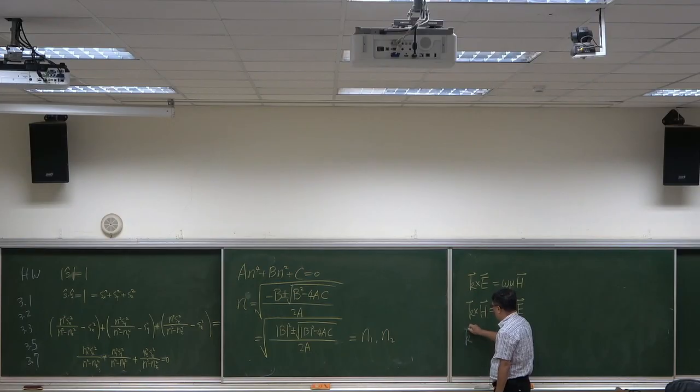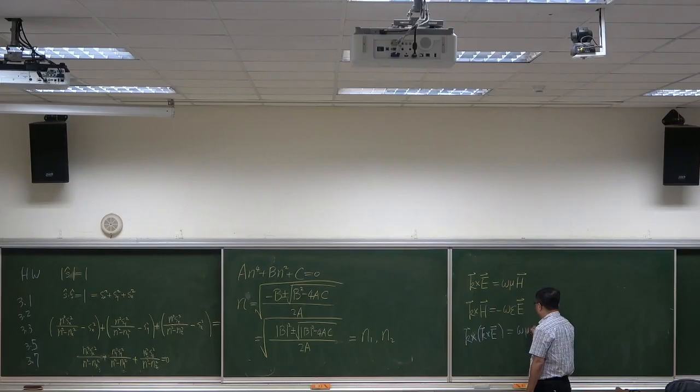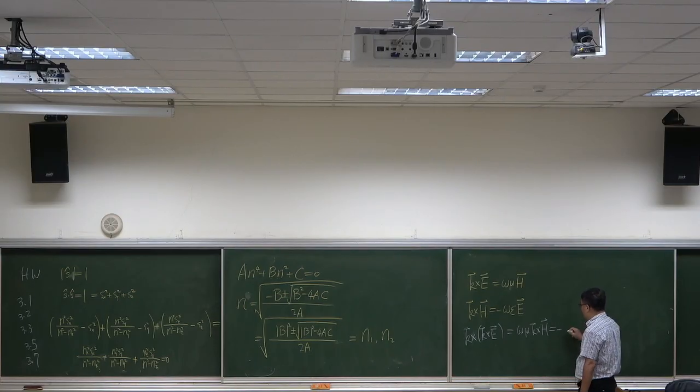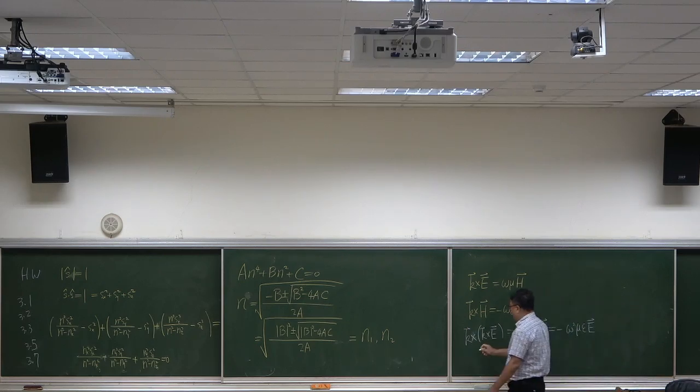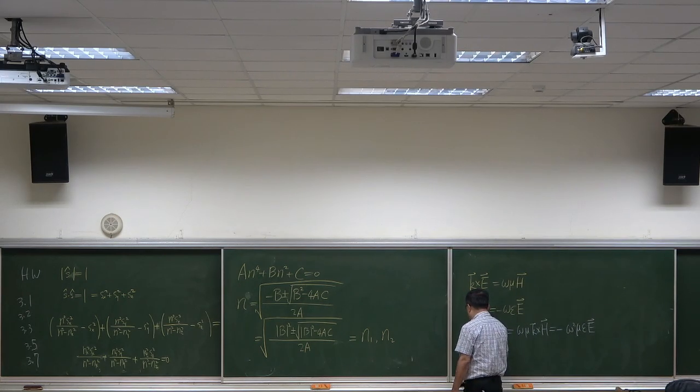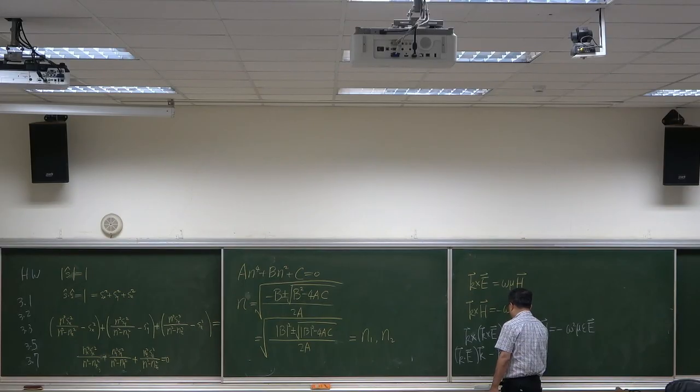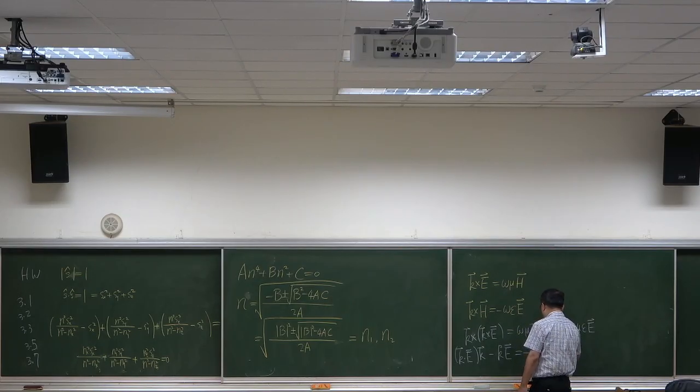I still use the same strategy. K cross K cross E is equal to omega mu K cross H. And this is equal to minus omega squared mu epsilon E. And just like before, we know the result is K dot E times K minus K squared times E is equal to minus omega squared mu epsilon E.